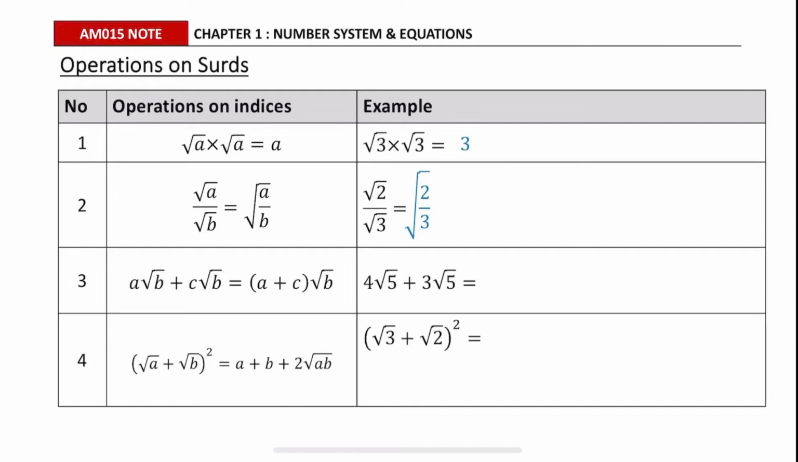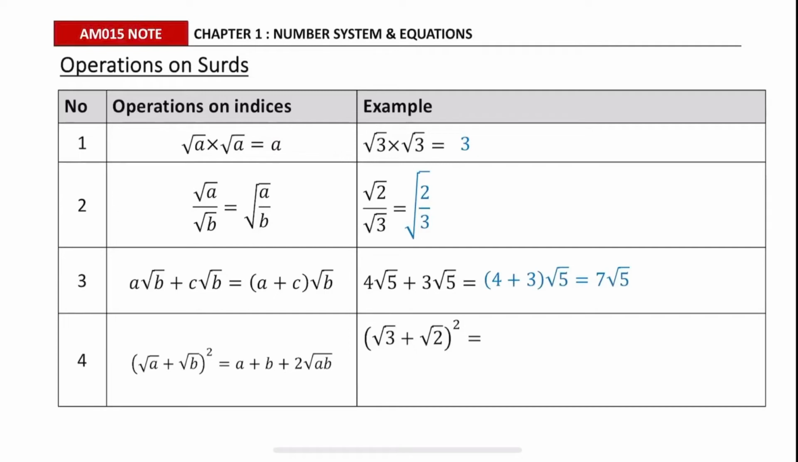The third one is the sum of surds, where a square root of b plus c square root of b can be added together as a plus c, square root of b, because they are of the same term. For example, 4 square root of 5 plus 3 square root of 5, we can directly add both terms and it is equal to 7 square root of 5.